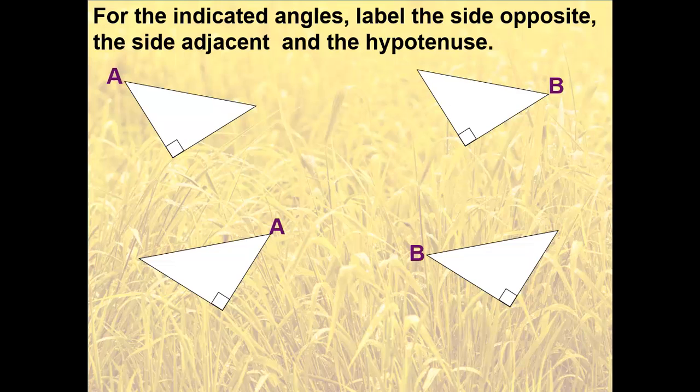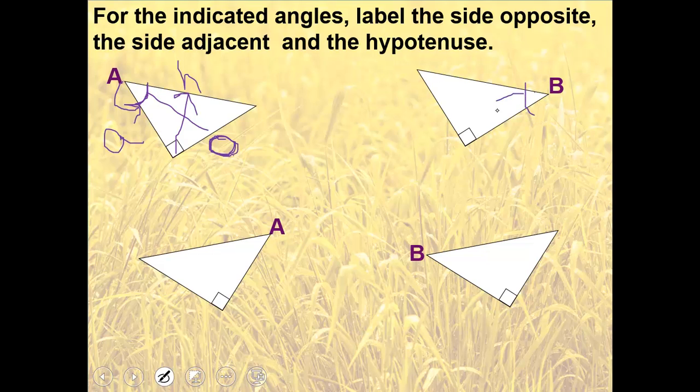All right. For the indicated angles, label the side opposite, the side adjacent, and the hypotenuse. Well, this is the angle in question here. So the side opposite is across or opposite, that's our O. The side adjacent is by its side, here's A, and the hypotenuse is always across from the right angle. Again, A, O, H.